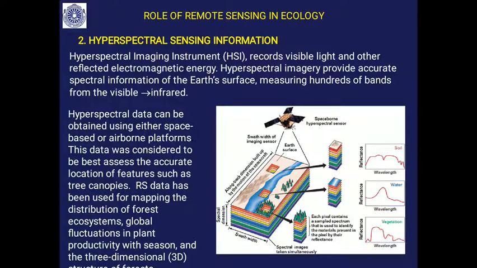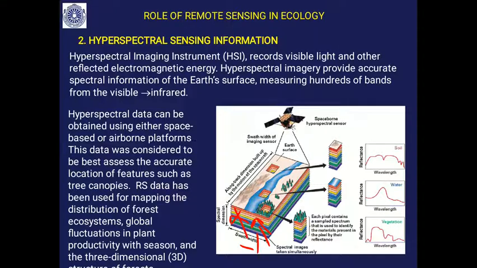Hyperspectral sensing information. The hyperspectral imaging instrument records visible light and other reflected electromagnetic energy. Hyperspectral imagery provides accurate spectral information of the earth's surface. You will be able to see that this is giving the spectral images. It is the spectral information of the earth's surface, measuring hundreds of bands from visible to infrared. So you will find several bands. These bands include from the ultraviolet to the infrared.